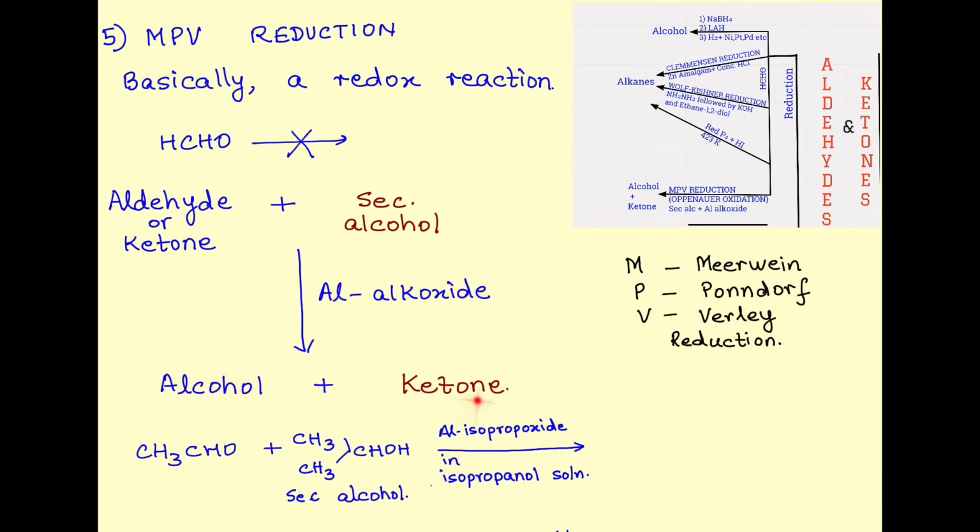Oh, it's a complete mess, right? We don't know what we are talking about. Okay, to make things simple, look at the colors that I've used over here. You are converting an aldehyde or a ketone to an alcohol in the presence of aluminium alkoxide and using a secondary alcohol. In the process, the secondary alcohol gets converted into a ketone.